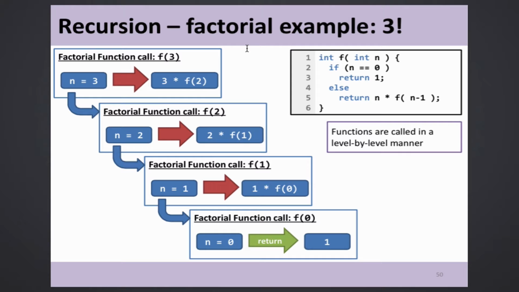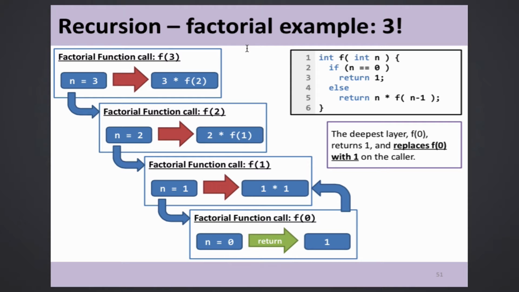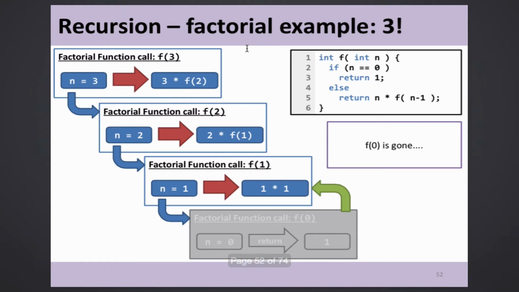So this value will start a chain of return statements. This return means that I now have the f0 value, so it becomes 1 times 1. But how about this guy? This guy will be destroyed, because the function already returned 1. So this layer of code is destroyed, f0 is gone. Then I have 1 times 1 now.